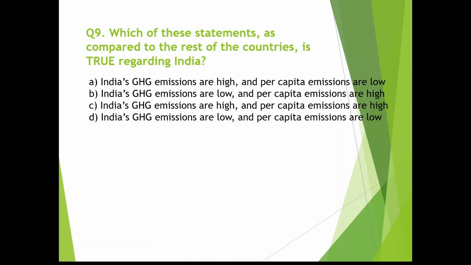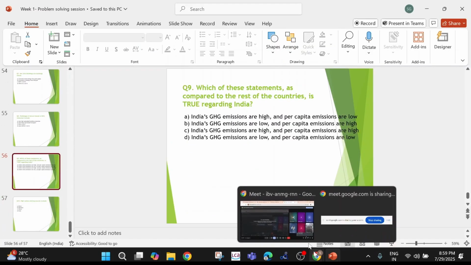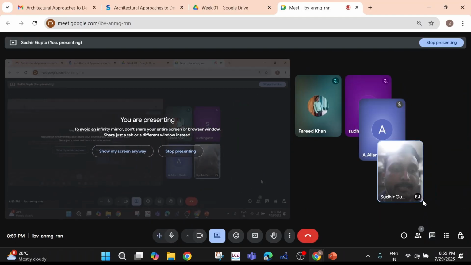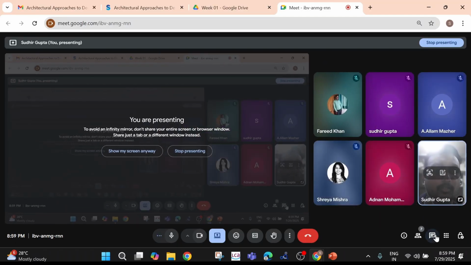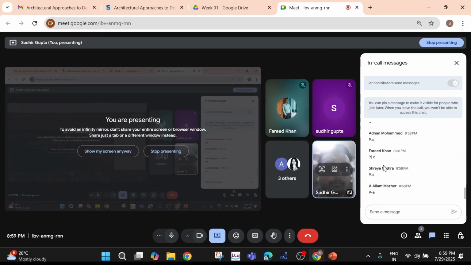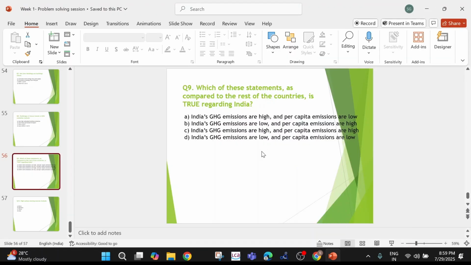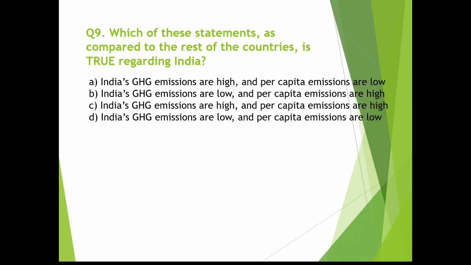To get it clarified, what was mentioned by Farid in option D, that India's greenhouse emission is low, as he has selected option D, this is wrong. Option A is the correct answer for this question, and option D is not the correct answer, which was supported by Farid. So, as per option A, India's greenhouse emissions are high.